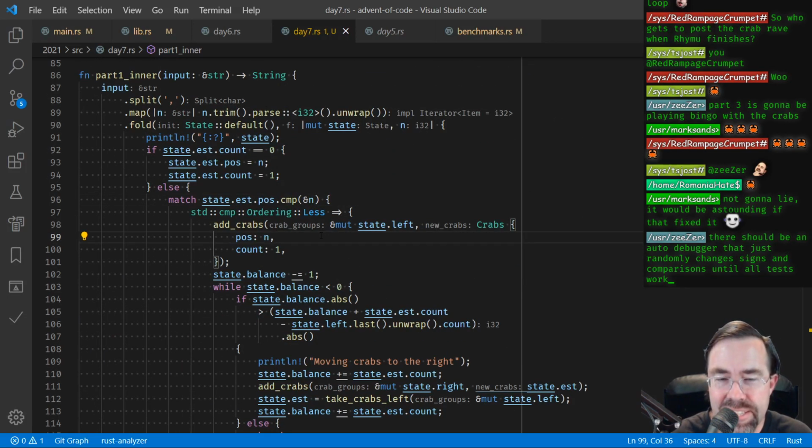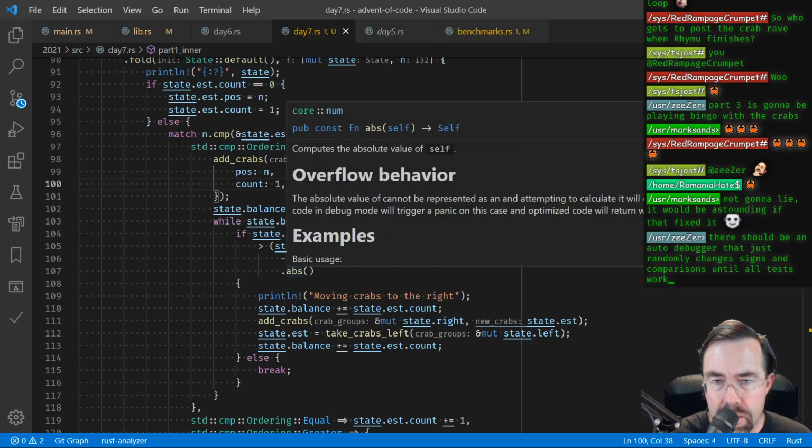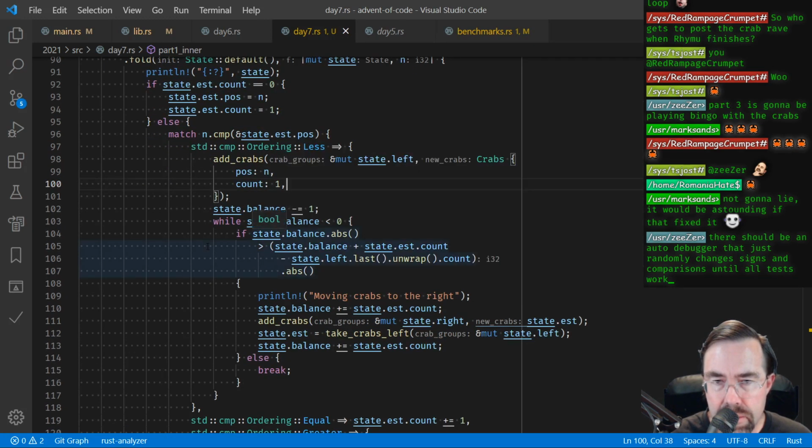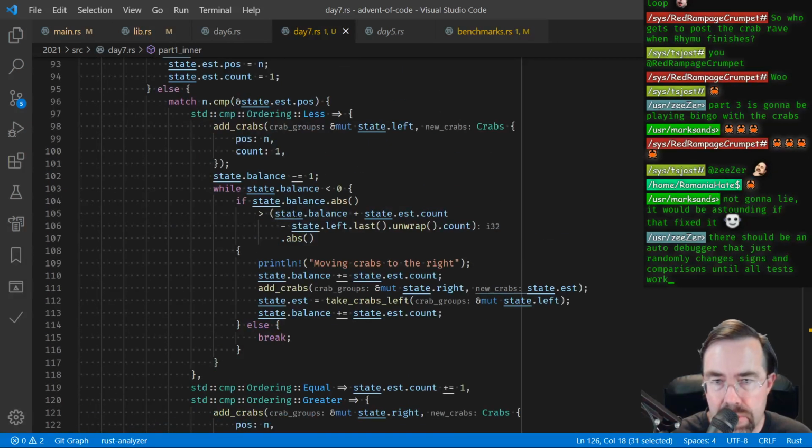Let me think about this. The n would be like 0 compared to 16. So yeah, it should go on the left. So this is correct. But then what did I get wrong down here? It will be less than 0. This should be, yeah, greater than 0. Let's debug this.